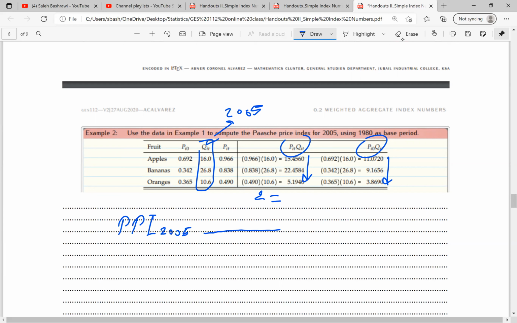So for the quantity at 2005, I have 15.4560 plus 22.4584 plus 5.1940, which is equal to 43.1084. This is the sigma of these numbers.